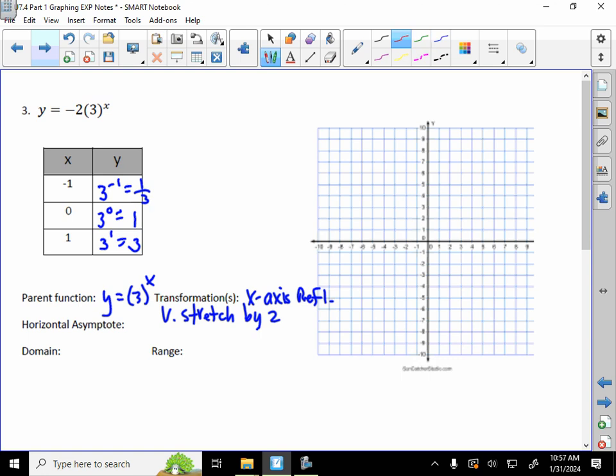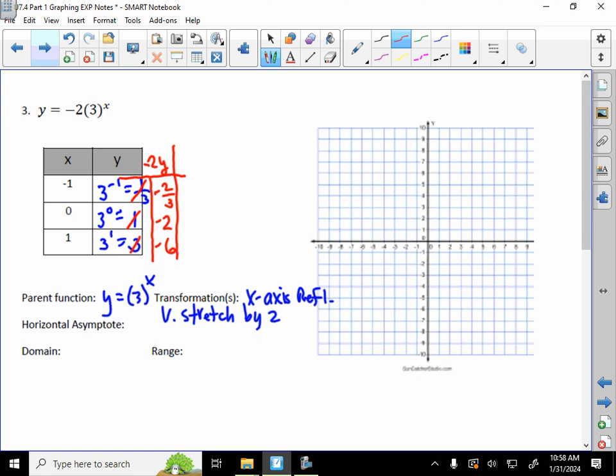Okay, now we can apply the transformations. Since the negative and the 2 are on the outside of the parentheses, that's going to affect y, right? And so we'll make a new column for y. And we're going to multiply all the y's by negative 2. So negative 2 times 1/3 would be negative 2/3. Negative 2 times 1 is negative 2. And 3 times negative 2 is negative 6. All right, so we're going to use negative 2/3, negative 2, and negative 6 as our new y values.